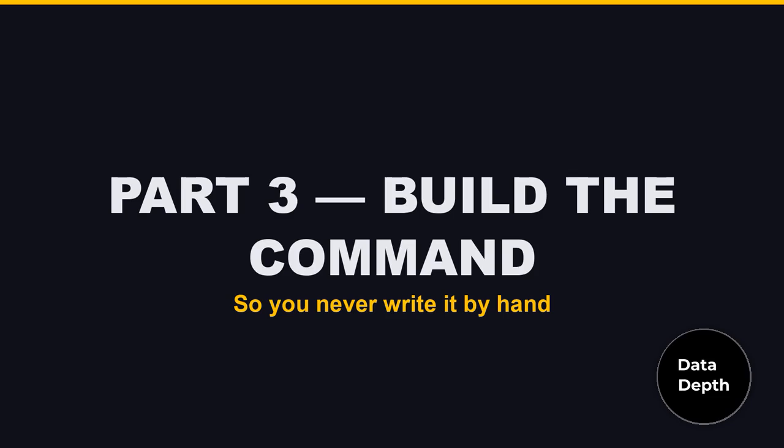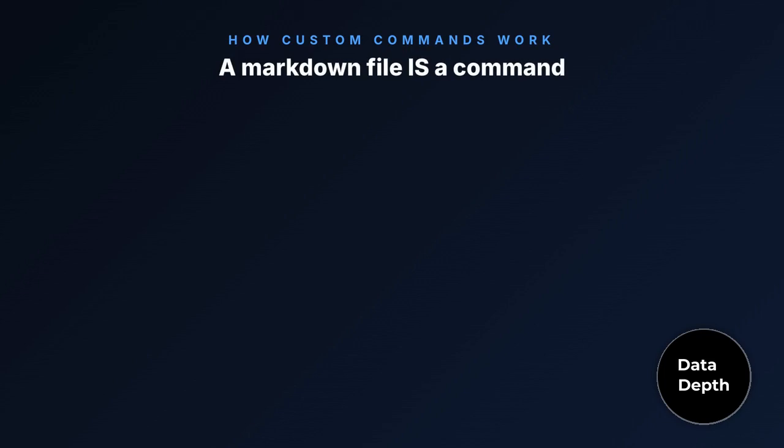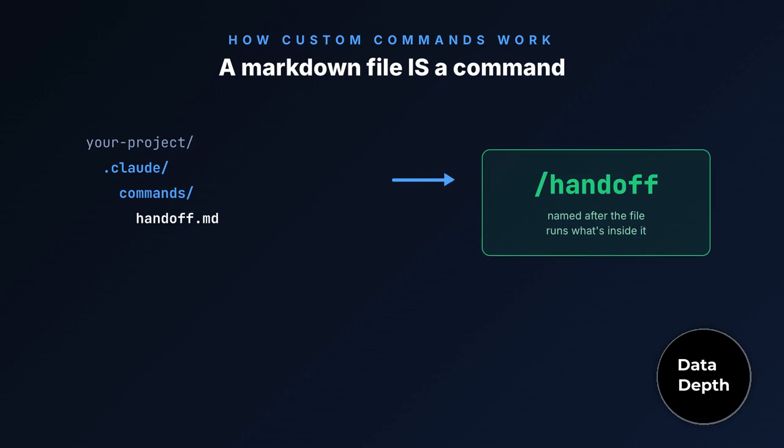Part 3. You should never write that by hand. Let's build the command that makes Claude produce it for you, every single time, in the same shape. Here's the mechanism, and it's simpler than people expect. In your project, there's a folder called .claude, and inside it, a folder called commands. Any markdown file you drop in there becomes a /command, named after the file. So a file called handoff.md gives you /handoff.